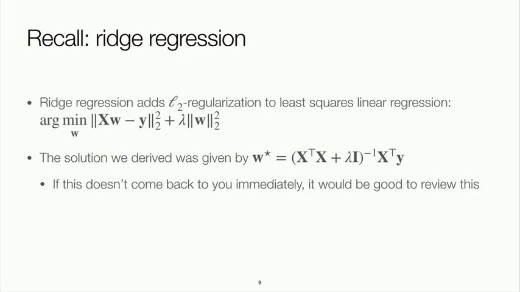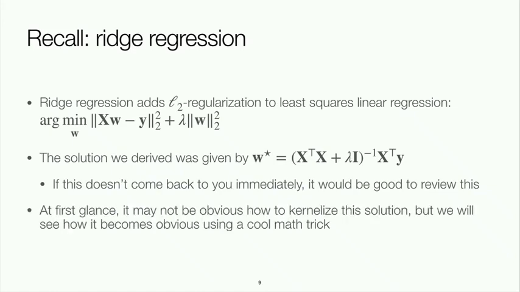If this equation does not come back to you immediately, it's pretty good to review. You should be able to snap your fingers and say, oh yeah, that's the solution to ridge regression. Being that proficient is a pretty good idea. At first glance, this doesn't look very pretty, and it might not be obvious how to kernelize the solution we found before: (X transpose X plus lambda I) inverse X transpose Y. But we're going to see how doing a little bit of math makes it pretty obvious how to kernelize this particular solution.